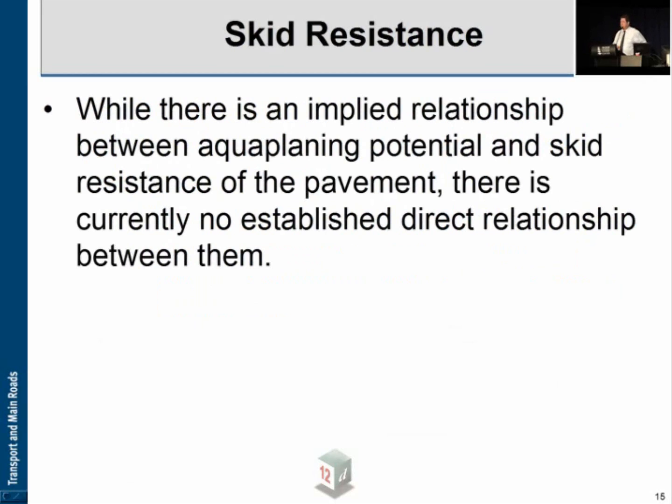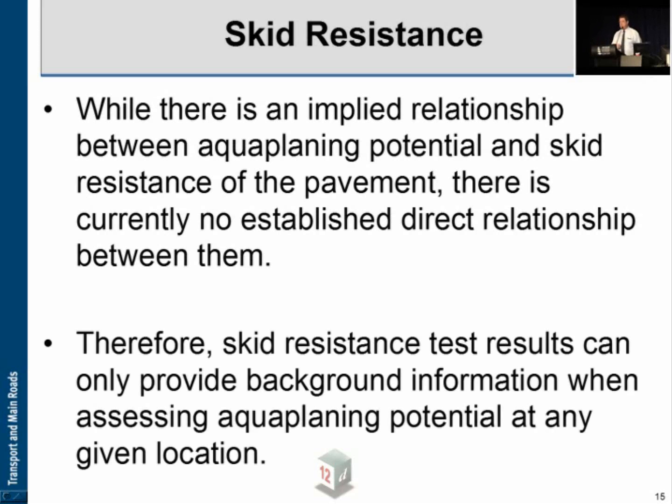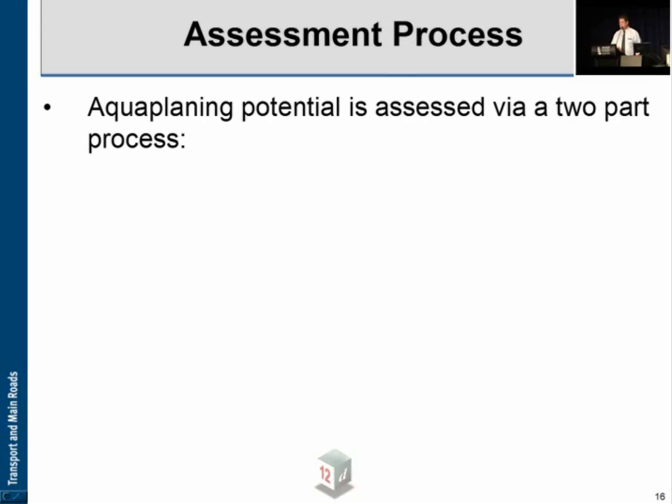Skid resistance. We hear a lot about that nowadays, and there's vehicles and testing equipment that can actually go out and measure the skid resistance of the pavement. So there is an implied relationship between aquaplaning potential and skid resistance, although there is currently no established direct link. So we can't take information from one and plug it into the other and vice versa. So unfortunately for now, but I know there are efforts to try and get a better linkage, we can use skid resistance tests to provide us background information when we're assessing aquaplaning potential or an issue that's actually occurring on the road surface. A bit hard to test skid resistance if a pavement hasn't been built.